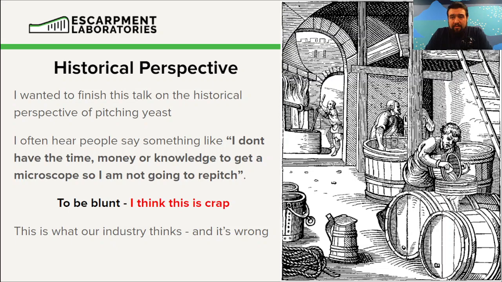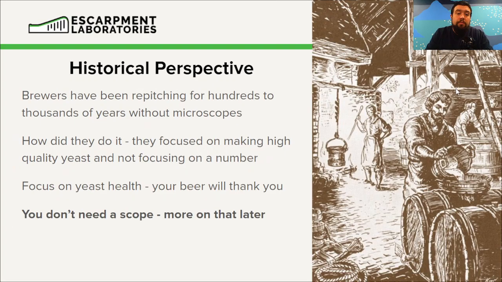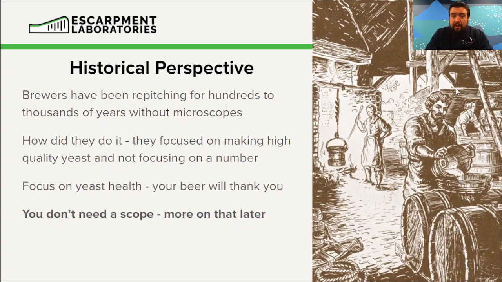We often hear this from some clients or potential clients: I don't have the time, money, or knowledge to get a microscope, so I'm not going to repitch. And to be blunt, I think this is crap. And this is not that person's fault. This is what the industry in general thinks. And I would argue that it is wrong. Now, brewers have been repitching yeast cells for hundreds of thousands of years. Not hundreds to thousands of years. There we go. So how did they do it?